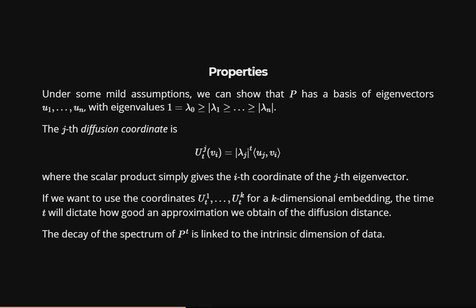Another interesting thing, the spectrum of P to the t, so the eigenvalues, decays exponentially in absolute value, which is why we can also approximate quite well the diffusion distance, for example. The speed of this decay is linked to the intrinsic dimension of the data. So you can estimate the intrinsic dimension of the data asking for a 0.95 accuracy on the diffusion distance, for example.